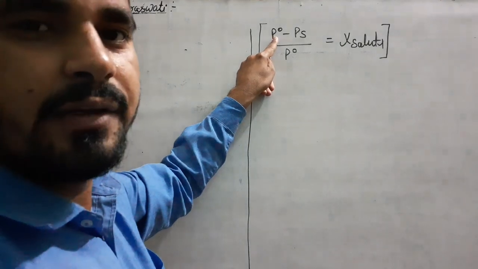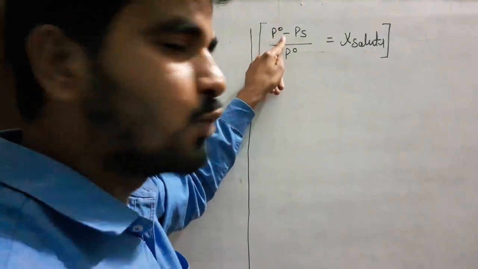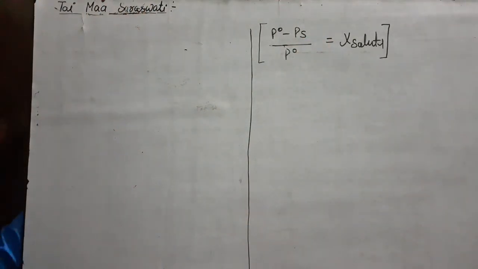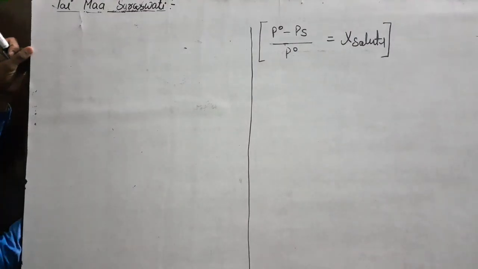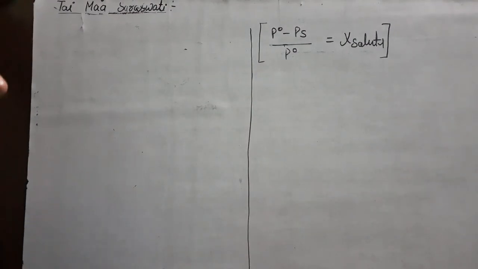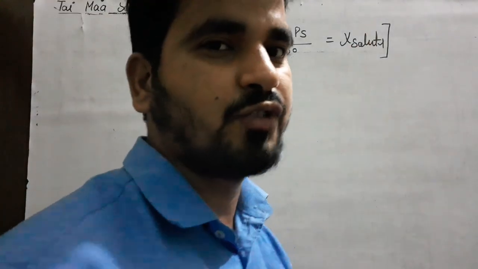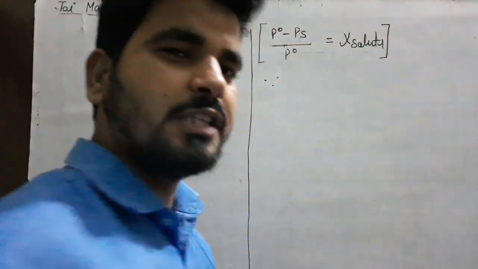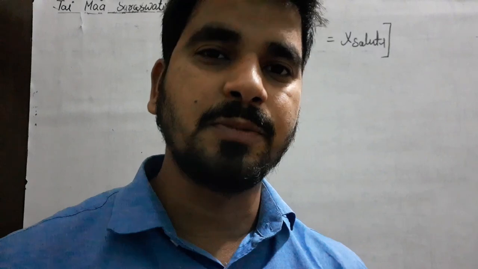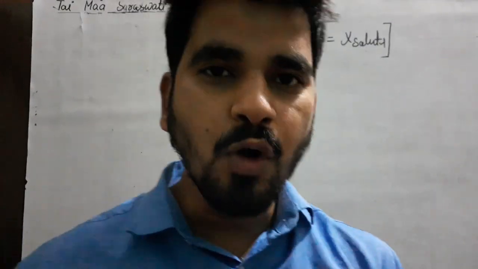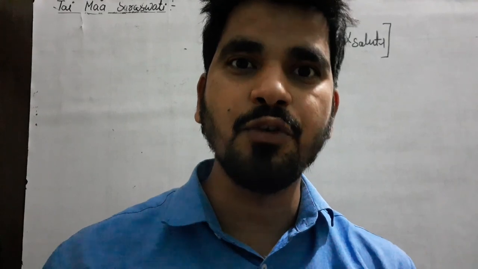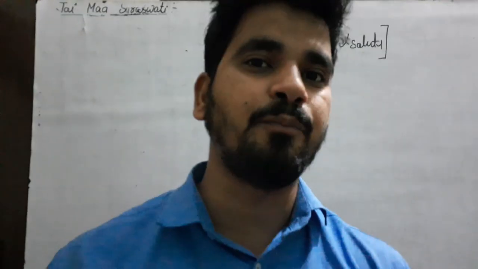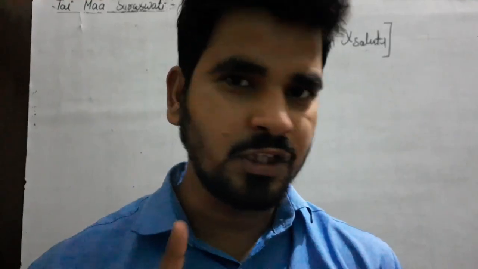What is P naught? P naught is the vapor pressure of pure solvent. Ps is the vapor pressure of the solution. And what is xi solute? The mole fraction of solute. Everyone knows what mole fraction is, and I have already explained this term. Mole fraction is the ratio of moles of a particular component to the total number of moles of each component present in the solution.